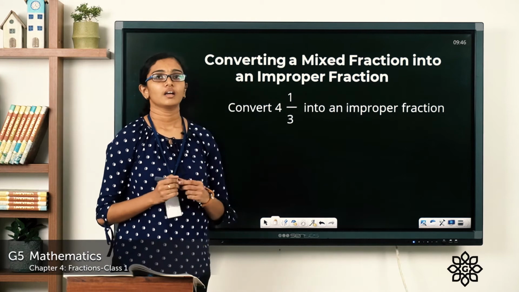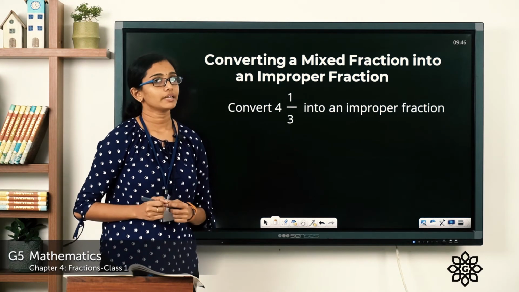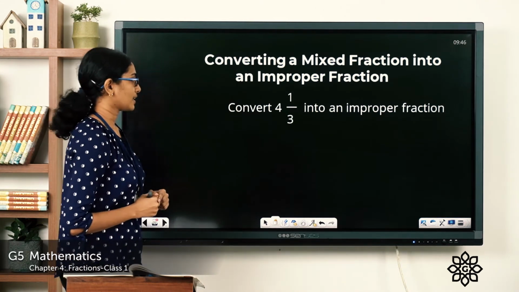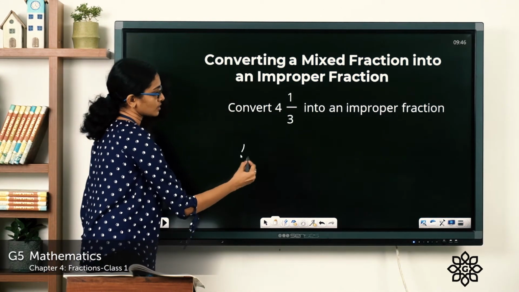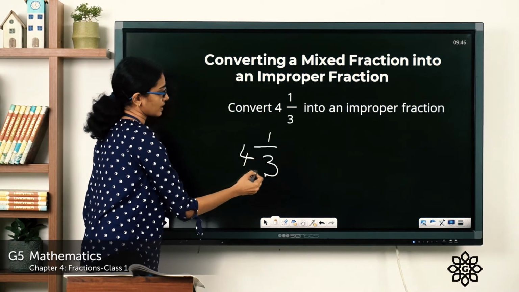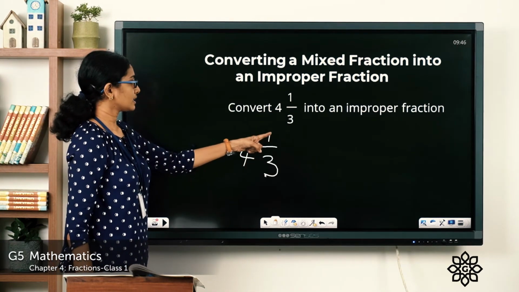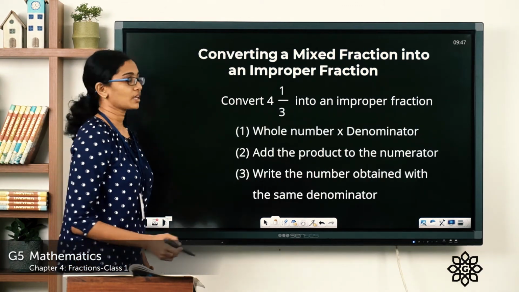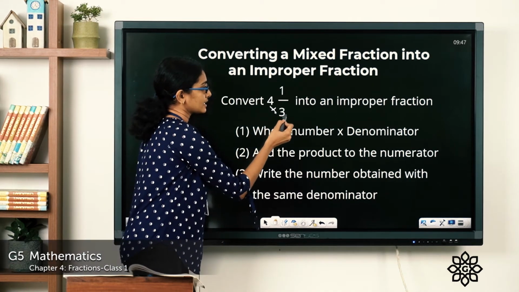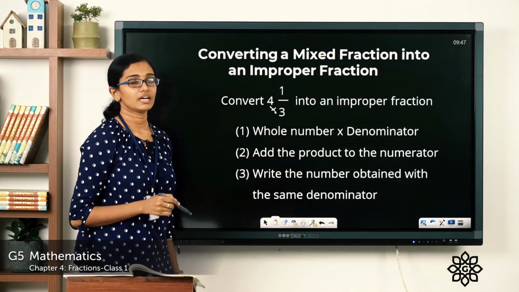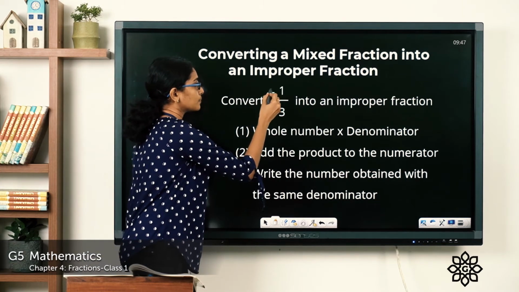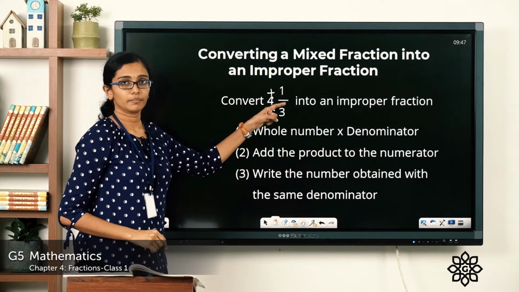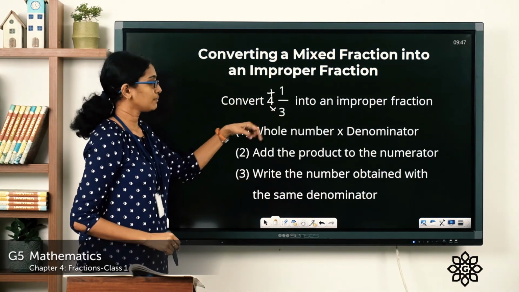Now, when you get a mixed fraction, how do you convert that into an improper fraction? We'll see how we can do that now. We have this fraction 4 and 1 by 3. We have a whole number here and a proper fraction here. Now, what are the steps? First, you have to multiply the denominator and the whole number. Then, you have to add that product to the numerator. Then, you have to write that number that you get over the same denominator.